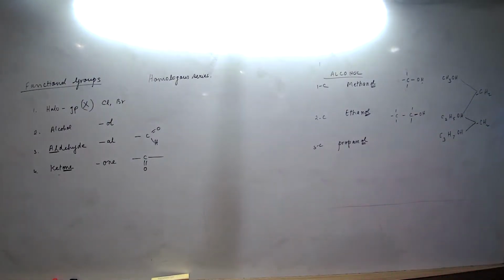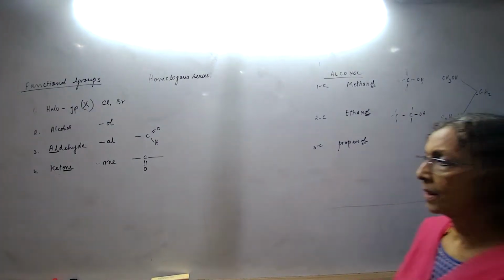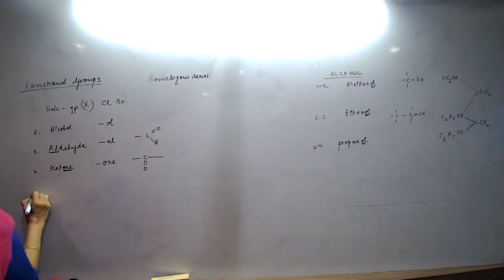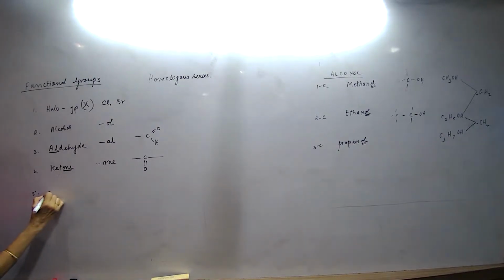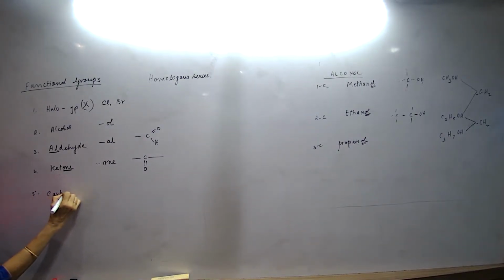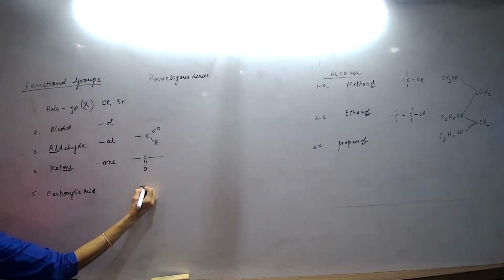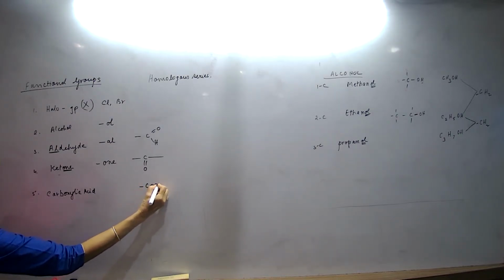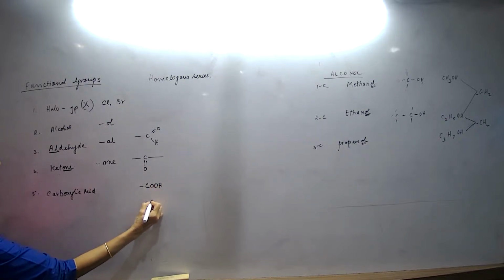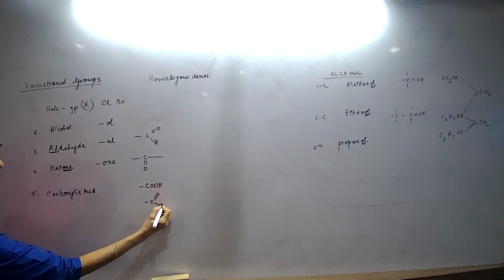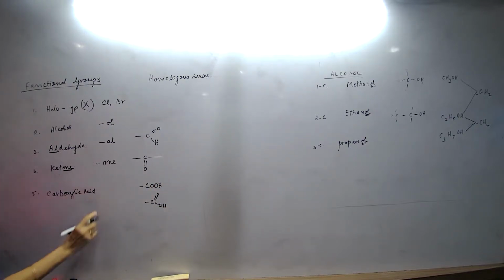And the last one, of course, is a carboxylic acid. Fifth one. This you know. Carboxylic acid, like acetic acid. What is the formula for it? CH3COOH. So you have got a COOH. Now how is it going to be? C double bond O, OH. This is your carboxylic acid.